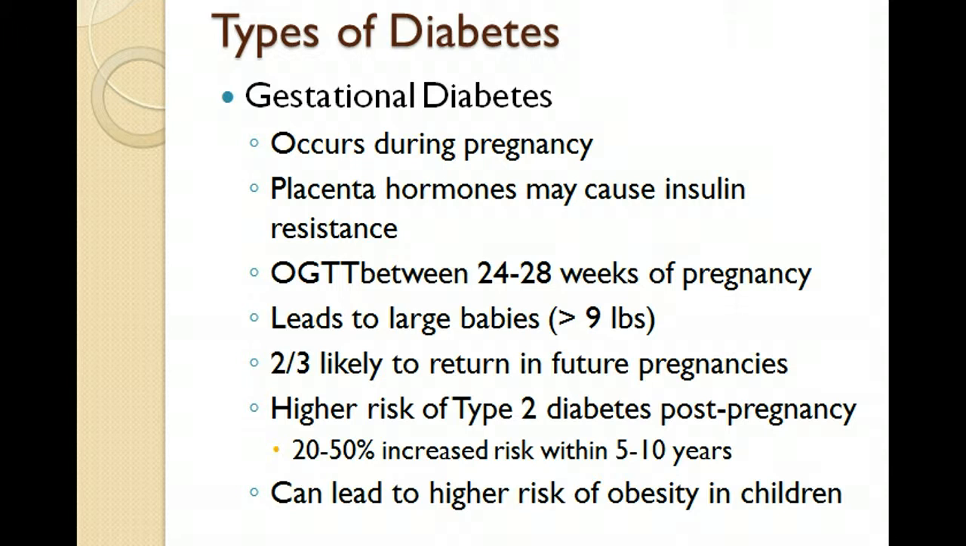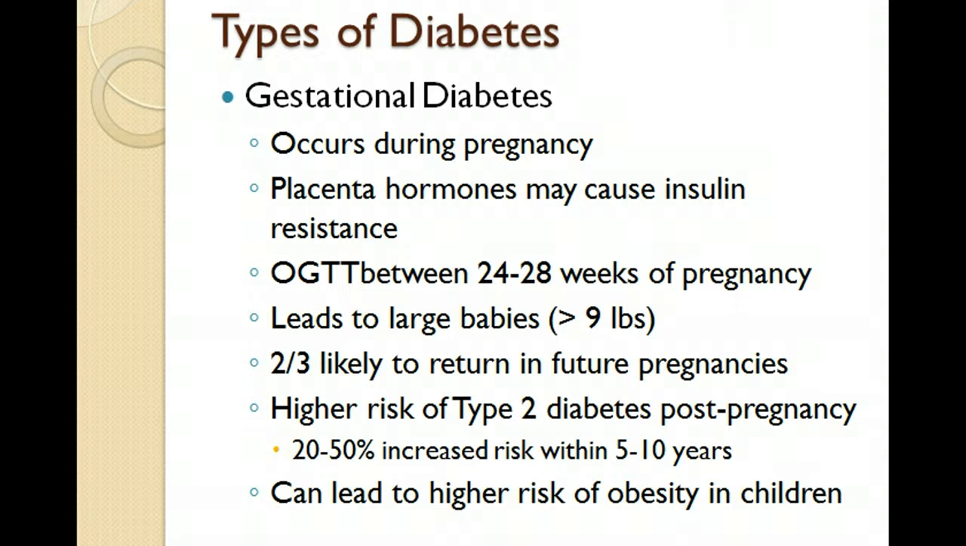They tend to have very large babies. The excess, the lack of production of insulin tends to lead to large babies. So when you hear on the news about these very, very large babies being born, it's almost always the woman had gestational diabetes. And that means they may need a C-section. So that leads to more complications. Gestational diabetes is also likely to return in future pregnancies. So if women have it one time, it's likely to come back. And it also leads to increased risk of type 2 diabetes post-pregnancy over the 5 to 10 years following birth.